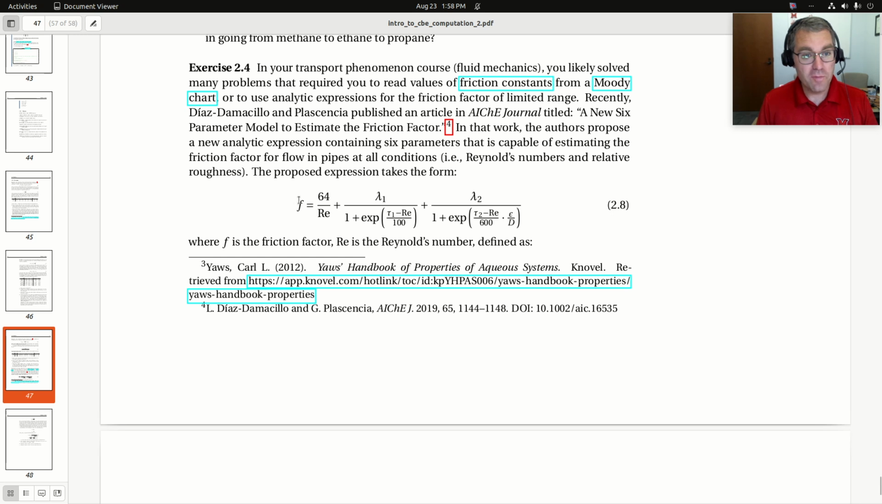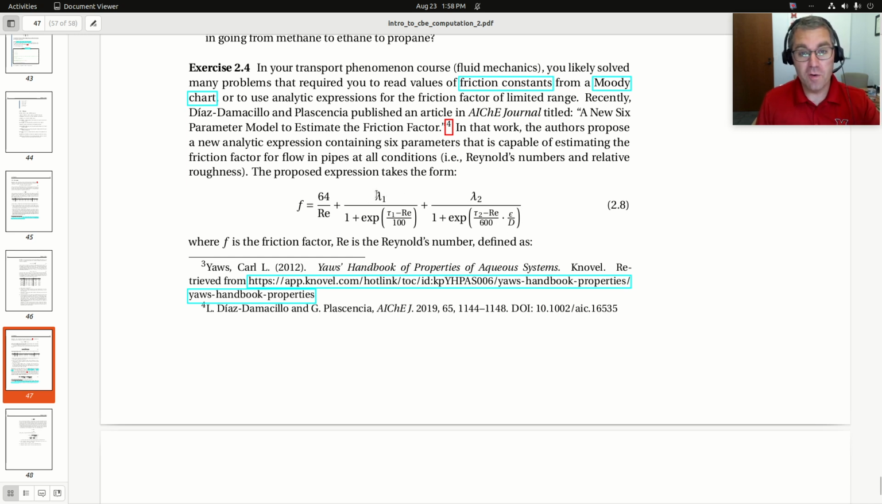Okay, so F is my friction factor. Re is my Reynolds number, which is a variable, so it's going to be a precondition. It's going to be something someone's going to have to specify. And my relative roughness, which is also going to be an input, something that someone's going to specify. So my Reynolds number is dimensionless, my relative roughness is dimensionless.